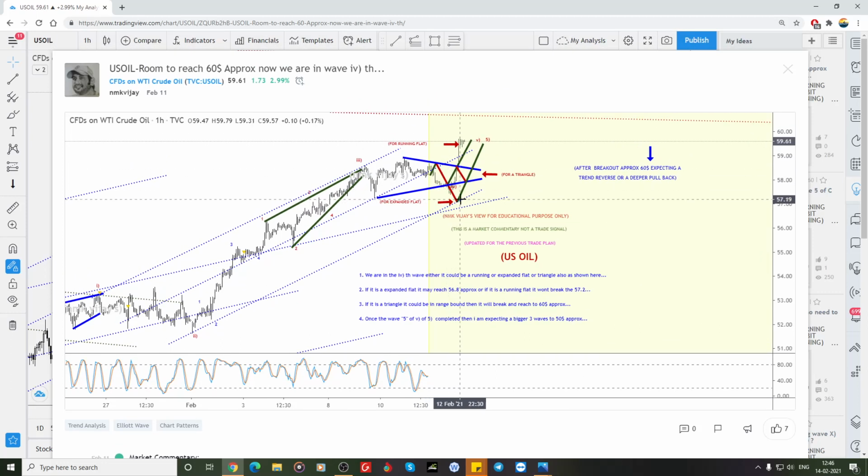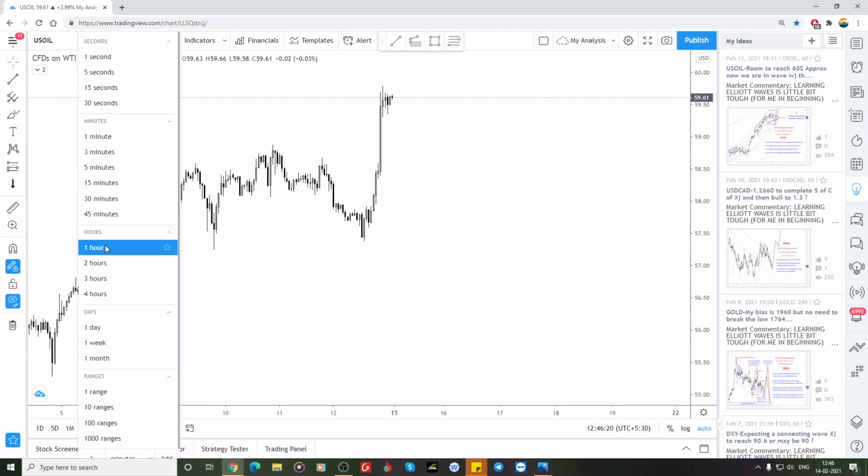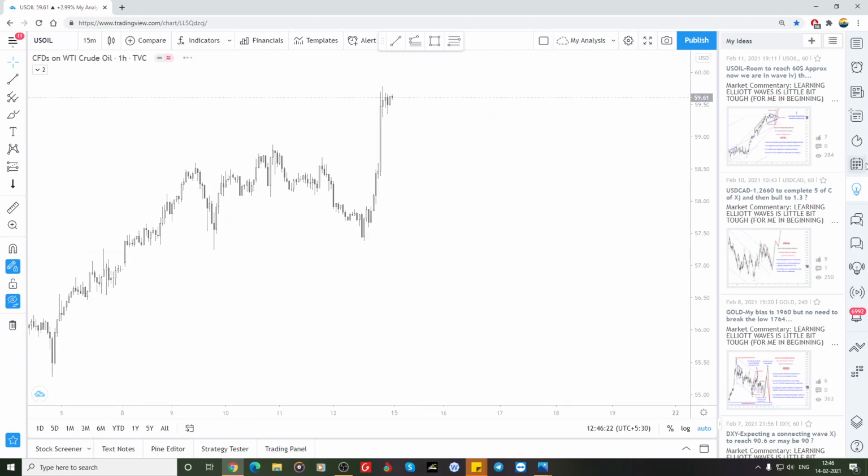And what it did, it came down and it didn't break the low. So that is what I expected. It could be an expanded flat, but it is still in a running flat, and again it shot up from here. So what I'm looking for next here is, you just go through that 15-minute chart.